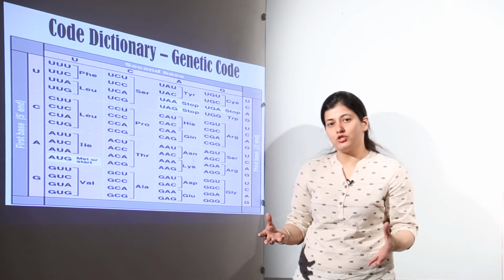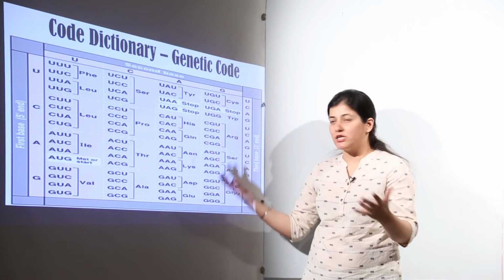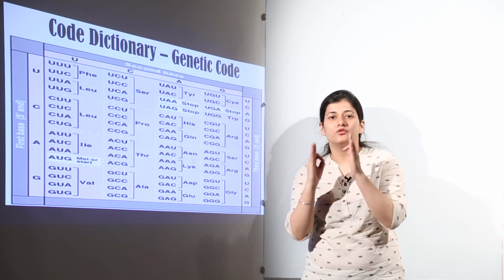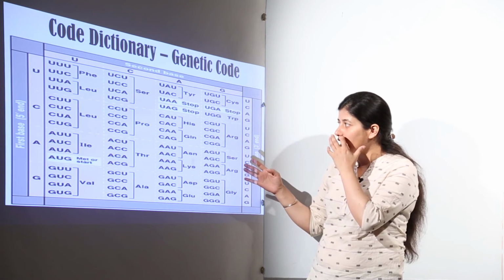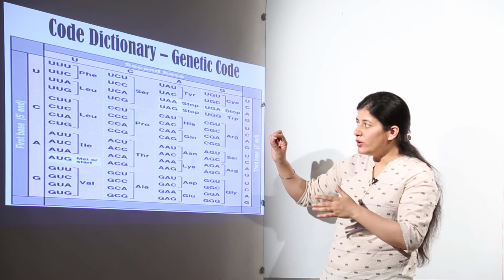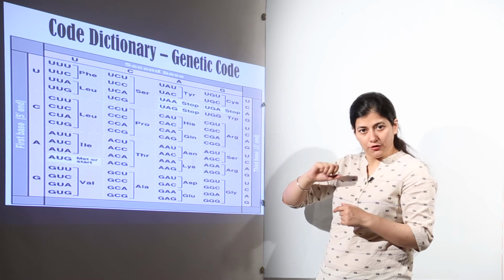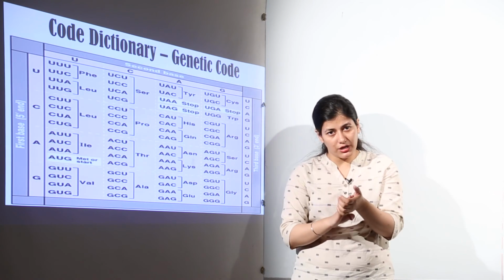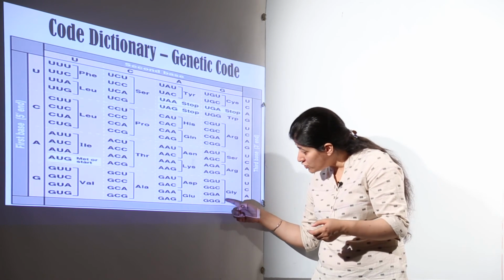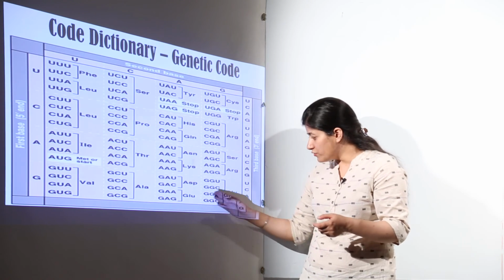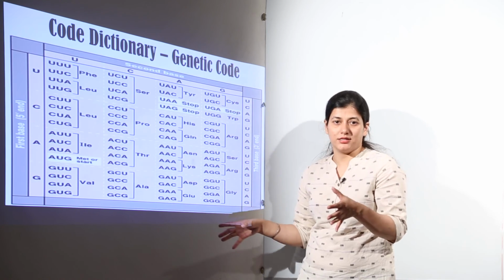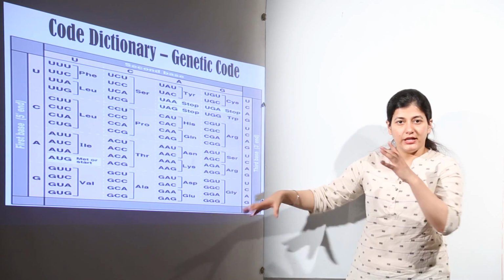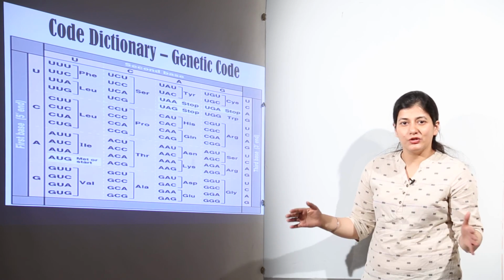Okay, it appears to be difficult, it appears that it is a mammoth task to learn, but it is very simple if you use your knowledge about the wobble hypothesis that was proposed by Crick, and what he said was that only the last base changes for a particular amino acid. Though the code is degenerate, it is unambiguous, and if you change the last base, then you are going to find the same amino acid, and it is easier to learn it. So have a look at this, learn it properly, and you will be done with the code dictionary.